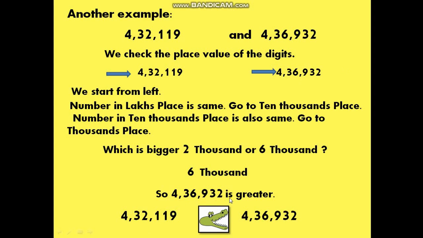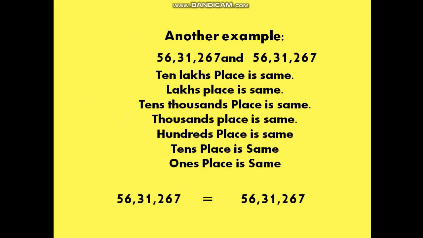4,36,932 is a greater number and 4,32,119 is the smaller number. Let's take another example. Very easy. You will be easily able to understand it. Observe the number.